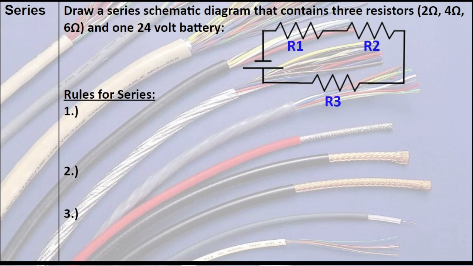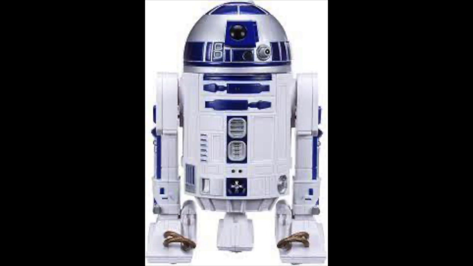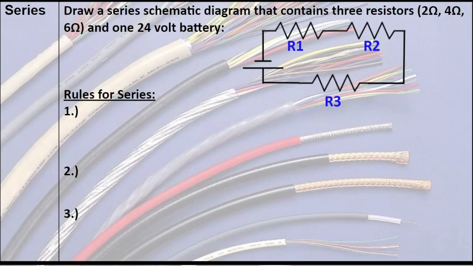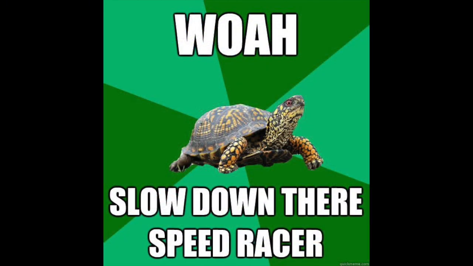And our example here says draw a series schematic diagram that contains 3 resistors, 2 ohms, 4 ohms, 6 ohms, and one 24-volt battery. So up above we have our circuit, we have R3, R2, and R1. And let's just say that R1 is 2 ohms, R2 is 4 ohms, and R3 is 6 ohms. So let's talk about a few rules though before we dive into this.